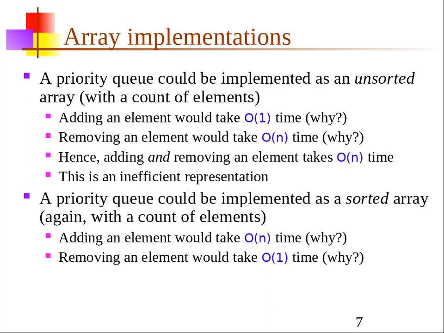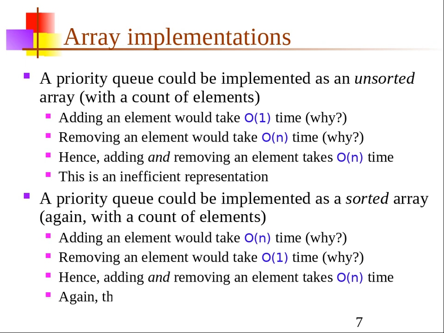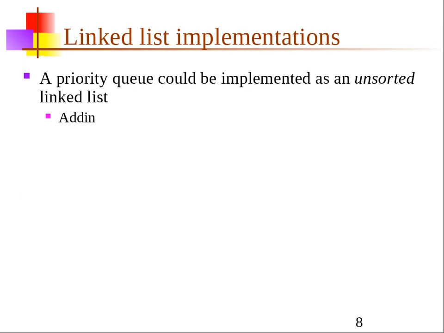Why? Because as we pointed out up there, you do a binary search to where the element is located, and on average it's somewhere in the middle, and then you'd have to shift all the elements down, which is an O of n operation. But removing would be O of 1, because if you keep the least at the end, then you just remove the end. All right, let's do linked list.